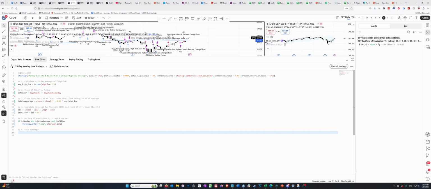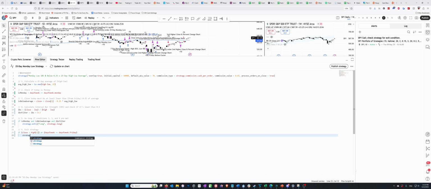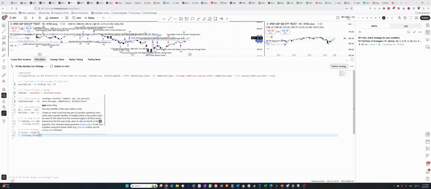And then the exit rules are, we have my favorite long exit for the daily chart, which is the close above the prior day's high. And that's one possible exit, or we just exit on Friday because we want to make sure that we don't hold into the next week, since this is supposed to be a day of the week seasonality trade. So with those conditions, we just have strategy.close and then long. Go ahead and save this.